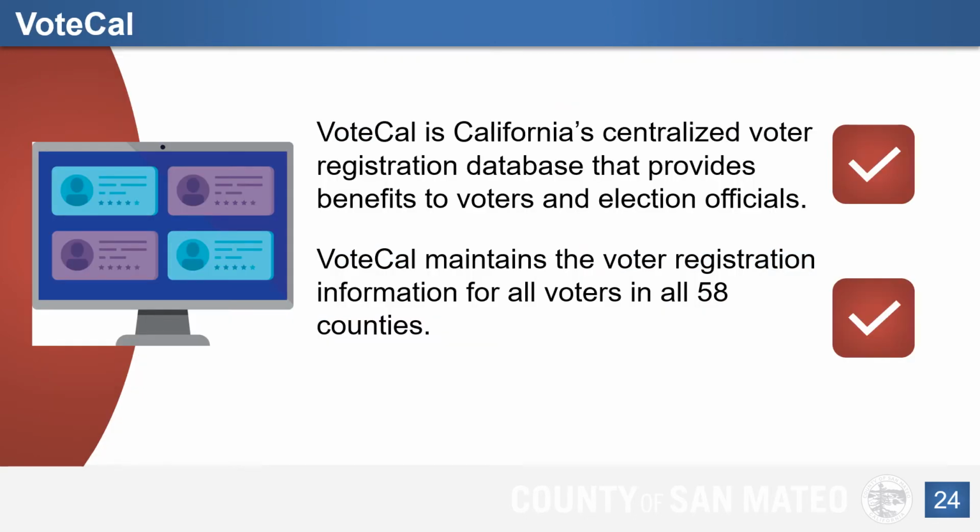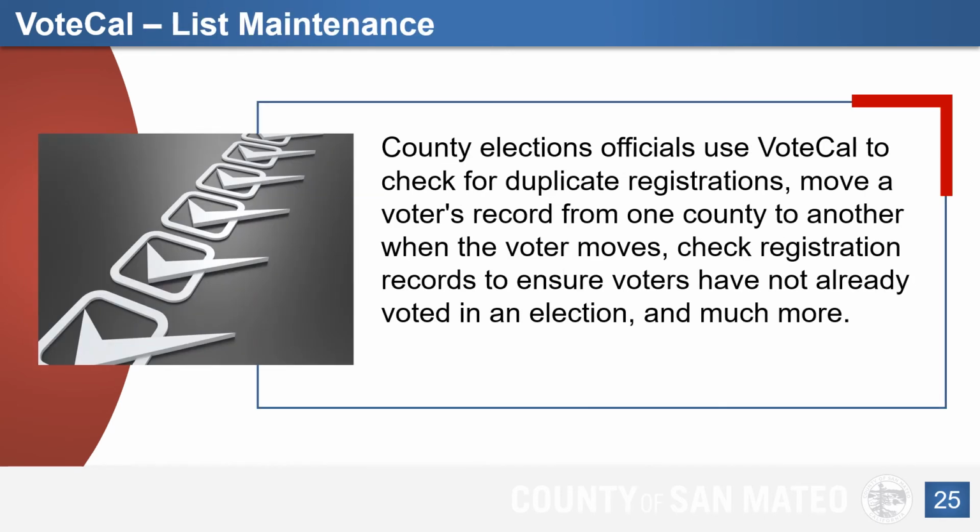VoteCal is California's statewide database of registered voters. VoteCal maintains the voter registration information for all of California's 58 counties. VoteCal has increased county election officials' ability to conduct good, thorough list maintenance. Officials use VoteCal to check for duplicate registrations within a county and across the state, move a voter's registration from one county to another when they relocate within the state, and to check registration records to ensure voters have not already voted in an election.